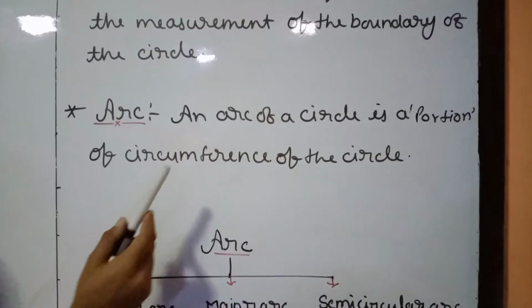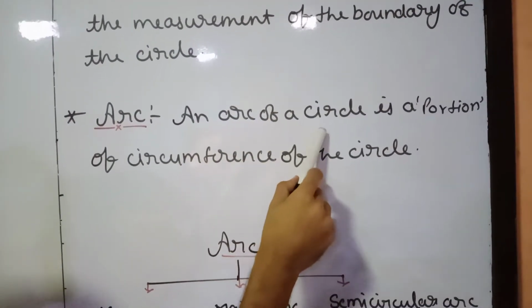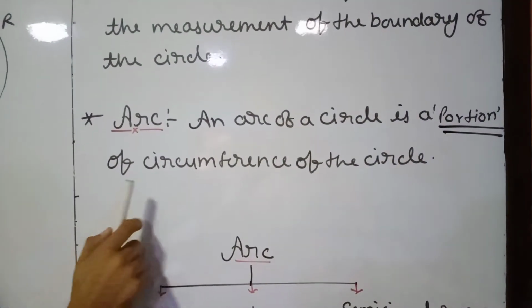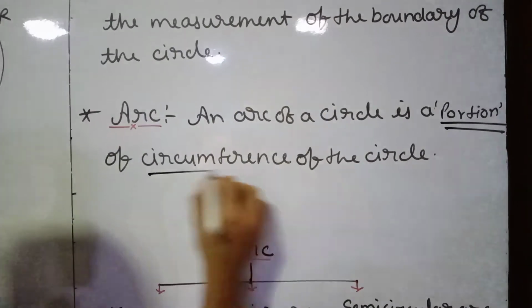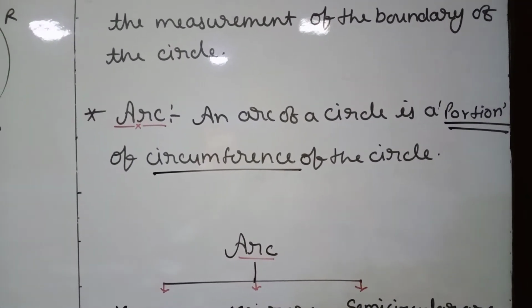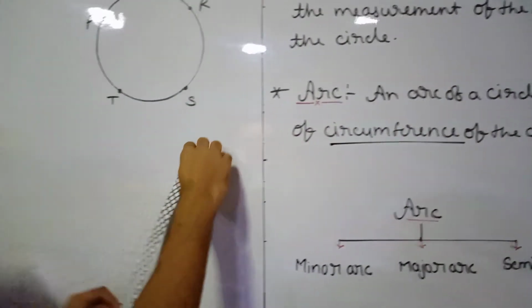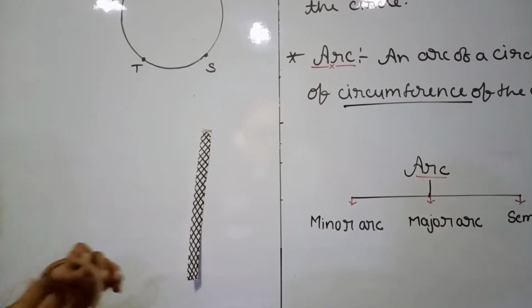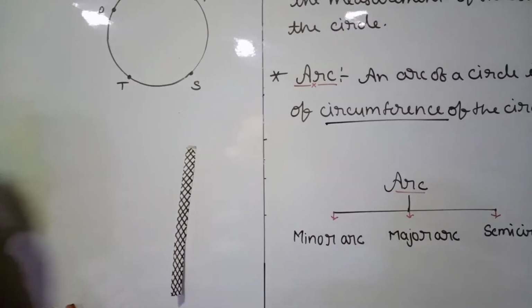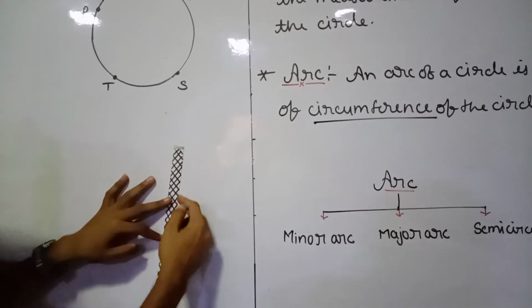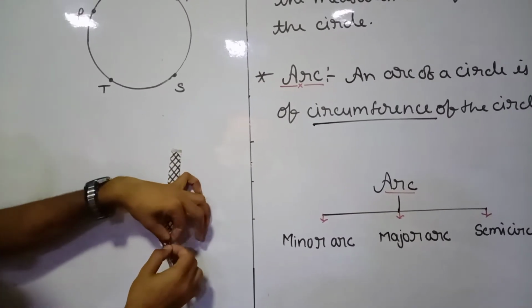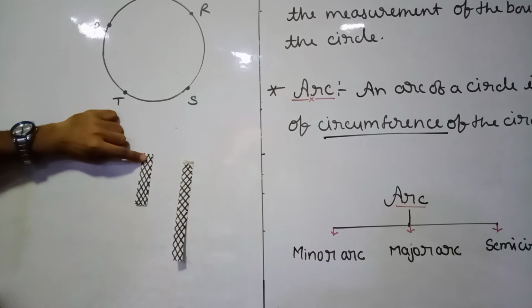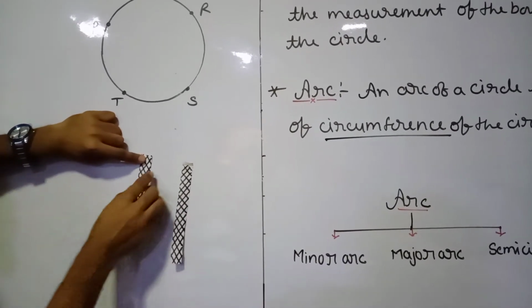The next concept is the arc. Now what is an arc? An arc of the circle is a portion, a part of the circumference of the circle. What we measured here with this strip is the circumference. If you want to find any arc, any smaller or bigger part of this strip, suppose I tear from here. This is a part of the total circumference. That is called an arc.